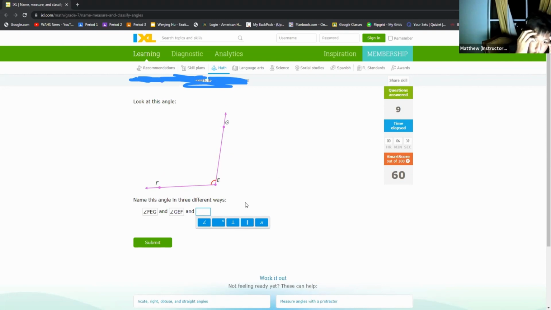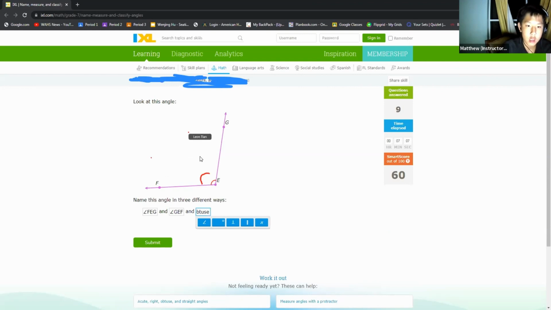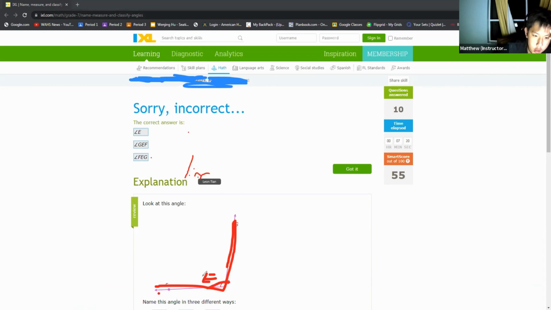I feel like the answer is obtuse, because that's the only answer I can think of. We'll assume the answer is obtuse, and if it's wrong, I will look at the answer key. Oh wait, I forgot you can do that. Yeah, you can denote an angle just by saying angle E. It's just angle E.